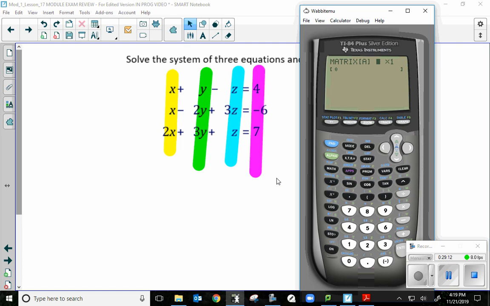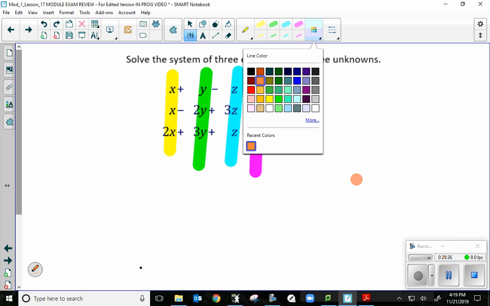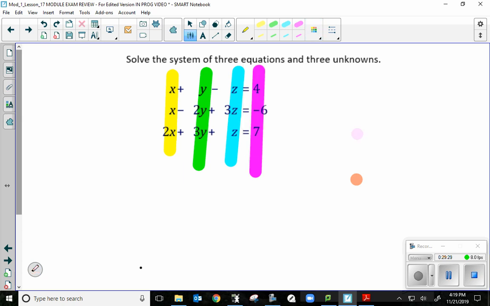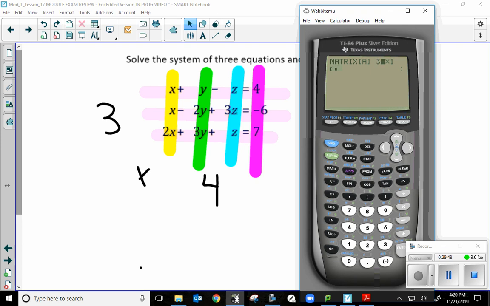Now, I need to make my matrix 3 by 4. So why is that? Why do I need this to be 3 by 4? Well, let me explain to you. Let's go with a pink highlighter. See, there are currently 4 columns, correct? There's a yellow, green, blue, and purple. But I have 3 rows. This is why I'm going to make this 3 by 4. So my matrix needs to be 3 by 4. So I'm going to put 3 by 4. Boom. And look at that.